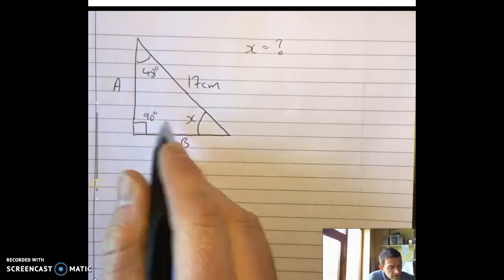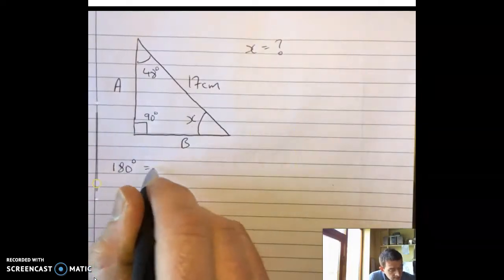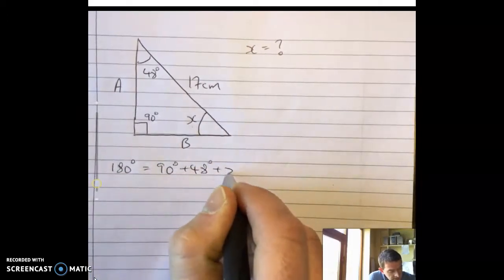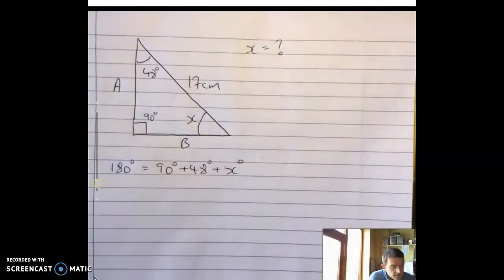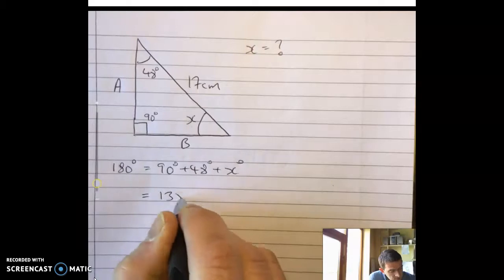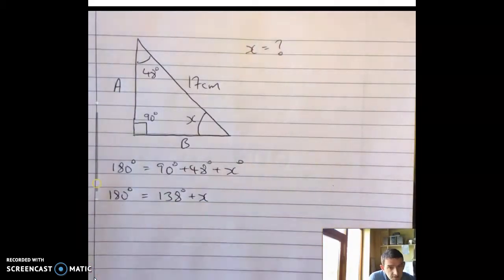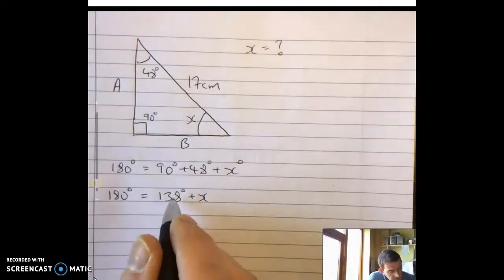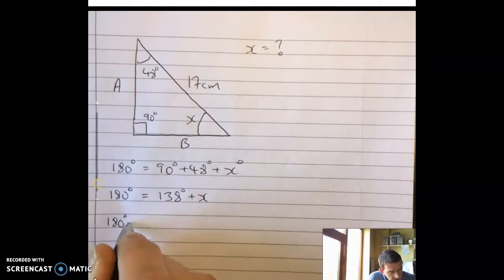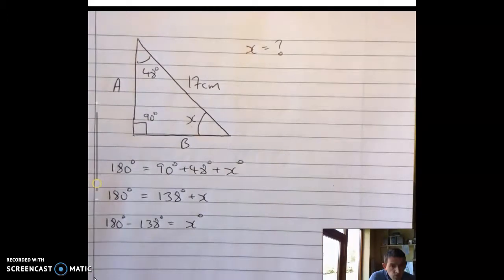So 180 degrees will equal our 90 degrees plus our 48 degrees plus our x degrees. So what's x going to be? Well, 90 and 48 is 138 degrees plus x, and we have 180 degrees on this side. So if we throw the 138 across, we get 180 minus 138 degrees equals x degrees.